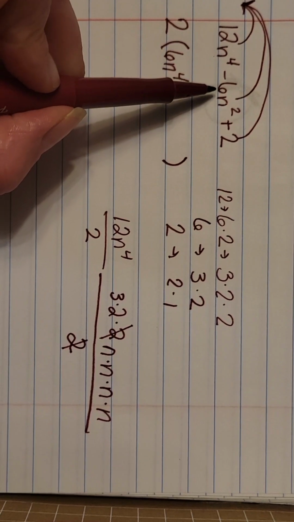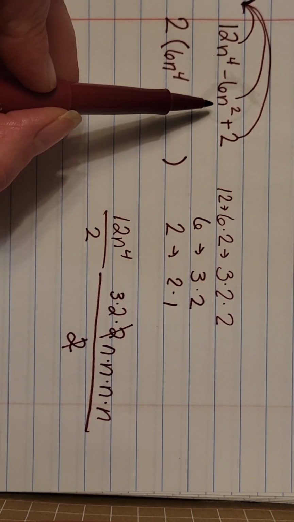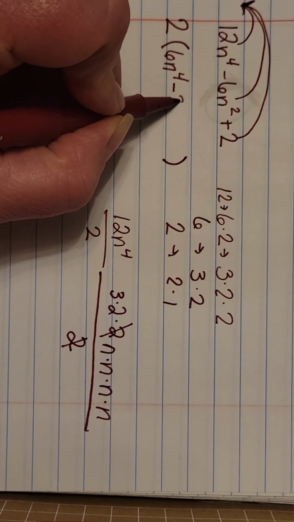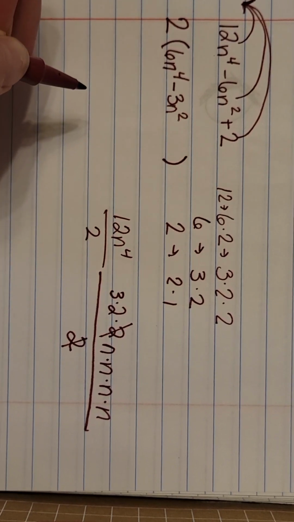Now this one's a little tricky because it's a negative 6. So what is negative 6n squared divided by 2? Well, it would also stay negative. And 6 divided by 2 is 3. So that would be negative 3n squared.